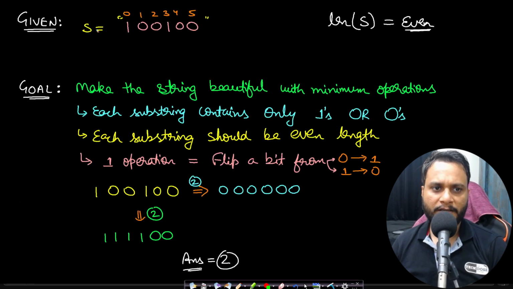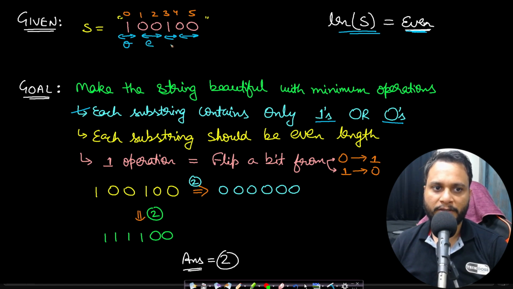In this case, let's say that our given string is 100110. Now since the length of the string is always even, here I have taken a 6 length string. Our goal is to make the string beautiful with minimum operations, and the constraints are each substring contains only ones or zeros. Okay, it cannot contain a mix of ones and zeros. So here you can say that there are 4 possible substrings which are already given. The first one is of odd length, second one even length, third one odd length, the fourth one even length, right? Now each substring should be even length, right? This should be present in our resultant string.